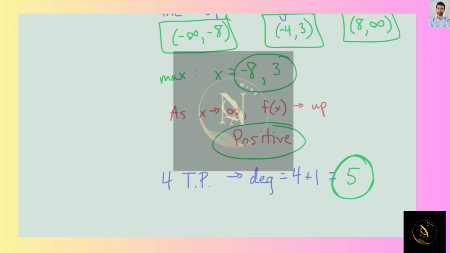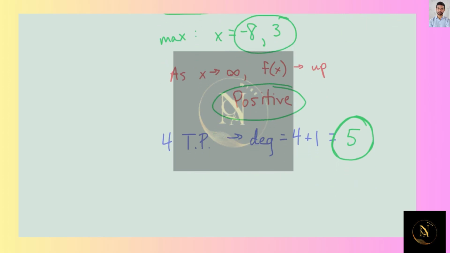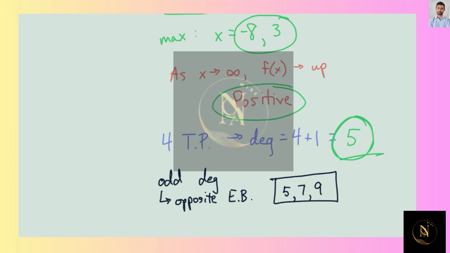But then it says possibility for the degree, choose all that apply. So maybe that's not the only correct answer. It might be possible that they're trying to get you to realize it's an odd degree because we have opposite end behavior. One end's going up, the other end's going down. In which case it could be 5, 7, or 9. So let me just put a box around it. That might be the other answer that they're looking for. But in my opinion, 5 is the best answer.